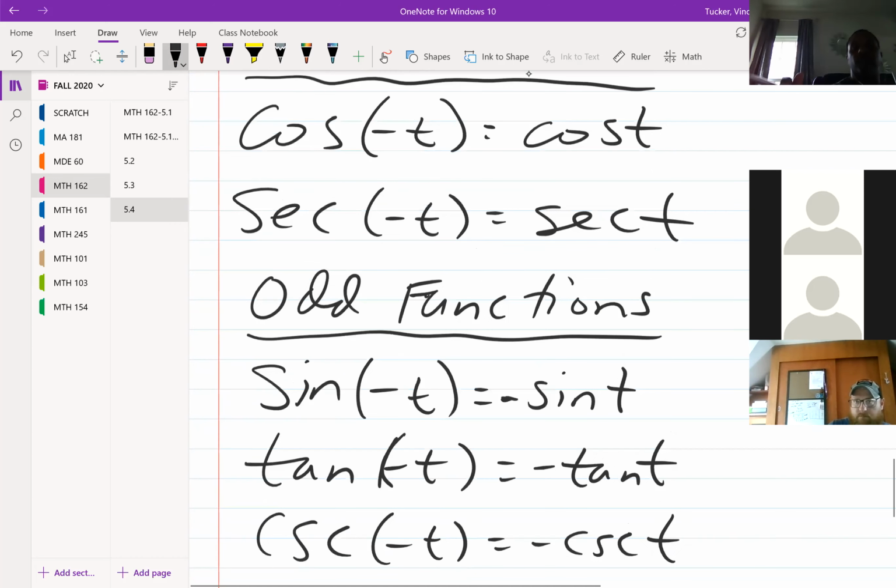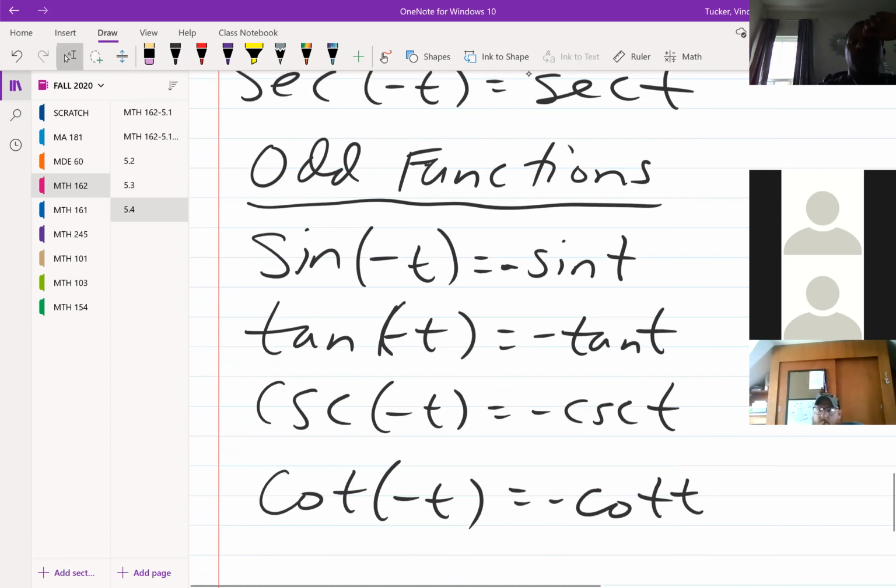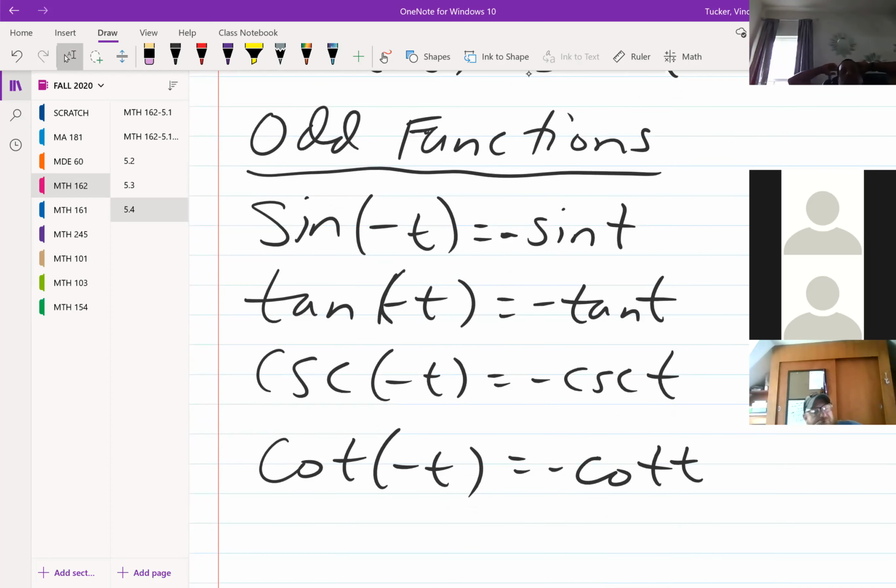All right, so your even functions, only two: cosine and secant. When you apply the cosine to a negative value, you get the same value as if you apply it to a positive value. Same thing with secant. And then with your odd functions, sine, tangent, cosecant, and cotangent, when you apply them to a negative value, it's the same thing as pulling the negative to the outside and applying it to the positive value.